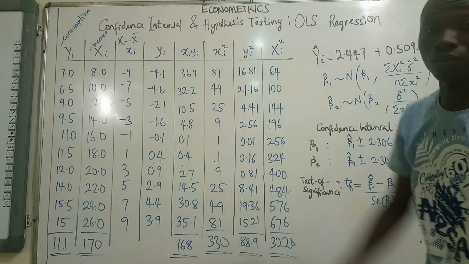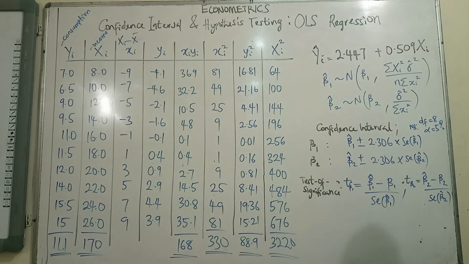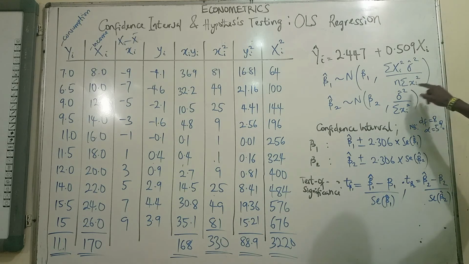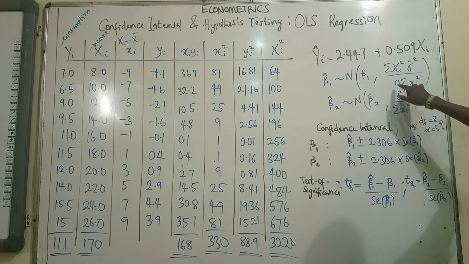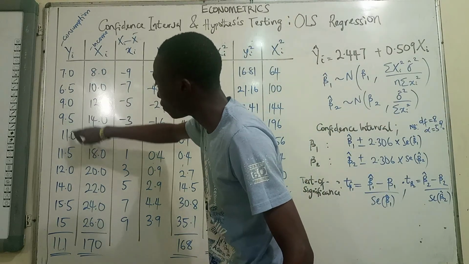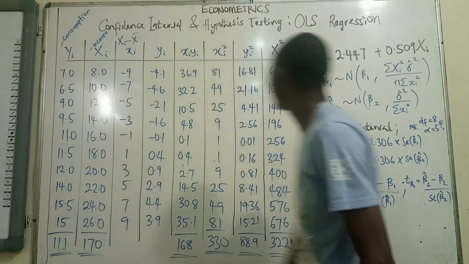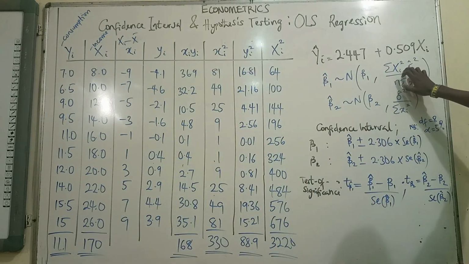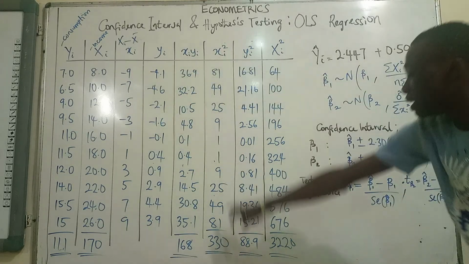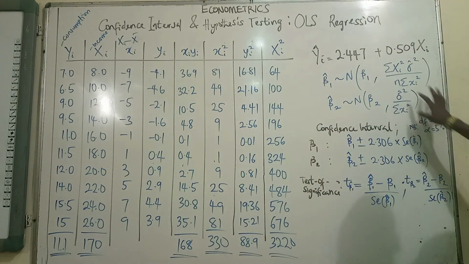We've computed this before, so you could look at previous videos to be clearer on that. Okay, and we have every other thing we need. We know our n is 10 observations, 1 2 3 4 5 6 7 8 9 10. We know summation xi squared is 330, and every other thing.